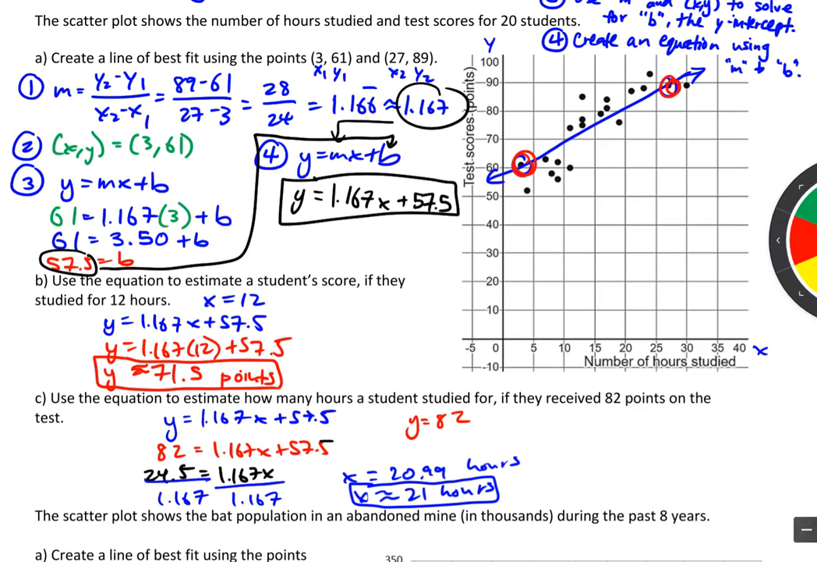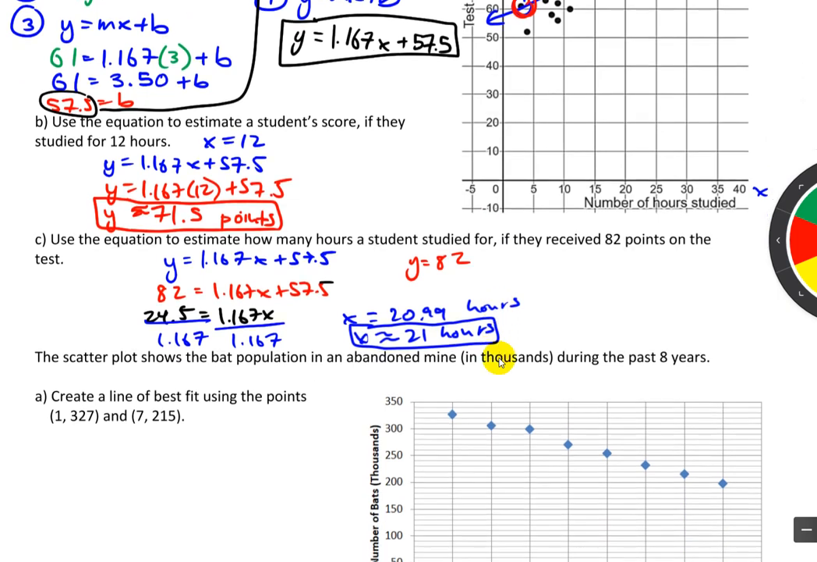So let's think about that. Let's see if that makes sense based on the line that we have here. So 21, 80, something. Yeah, that seems about right. So something like that. Okay, so that's basically how you answer the first one. Okay, let's go down and answer the rest of the problems.